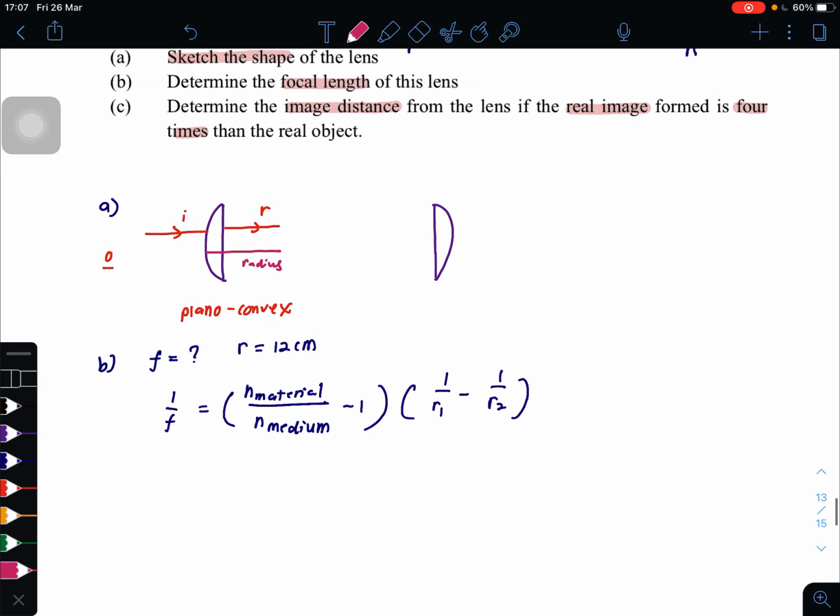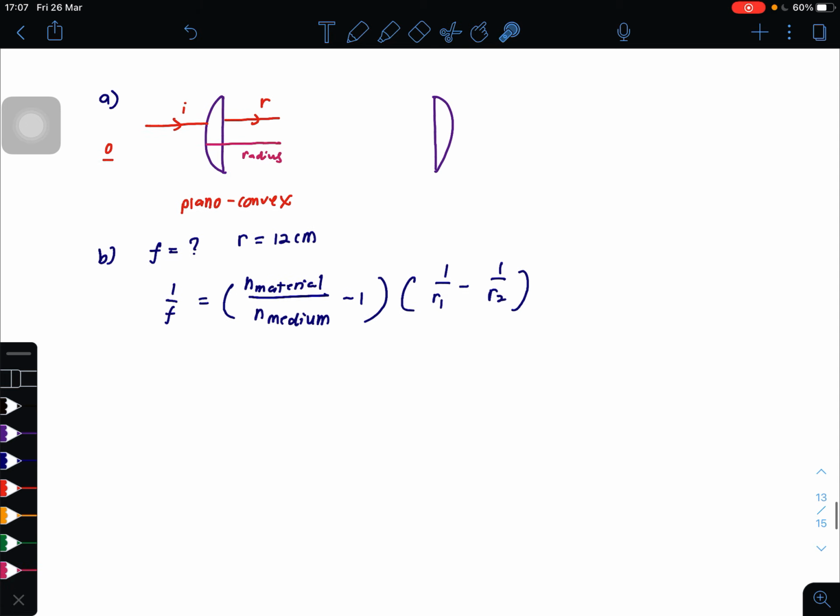Okay, so now if we use this first sketching, okay, kita kena tentukan, because we have two, right, R1 and R2.